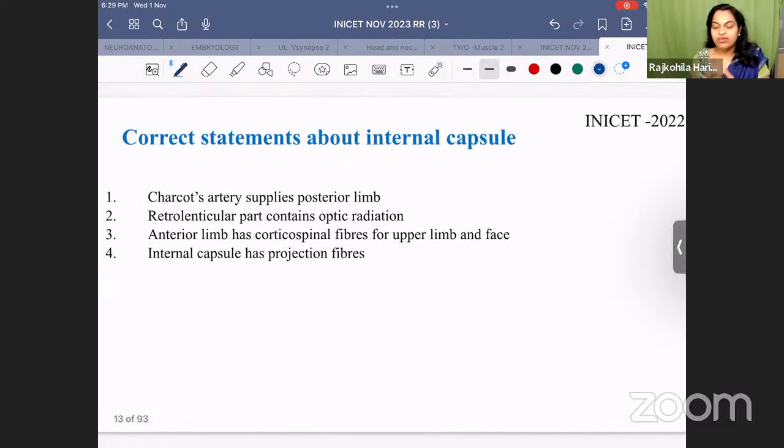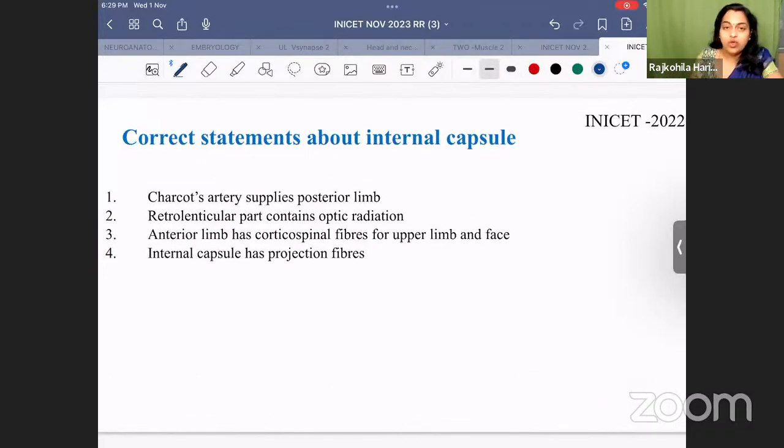Now, last year, they've asked about the internal capsule. Neuroanatomy, the high-yield topics, please remember: the spinal cord. You should know the ascending and descending tracts, where they are located, the arrangement of fibers in the spinal cord, the brainstem syndromes, everything about cerebellum, cerebrum, blood supply, internal capsule, the white matter, basal ganglia, fornix and mammillary body. These are the favorite questions in the neuroanatomy part.